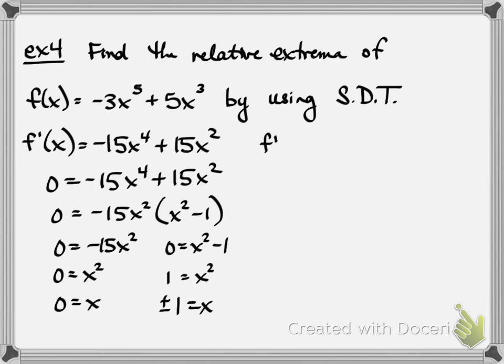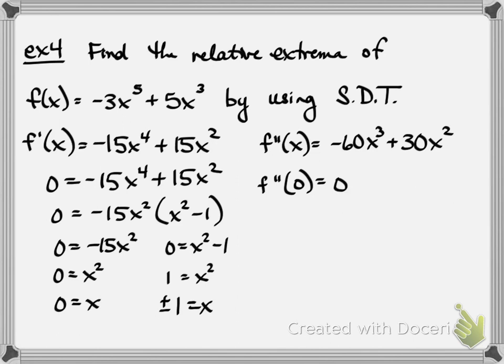So the next thing we need to do is find the second derivative. And then we're going to test each of these values. This second derivative test is going to tell us if we have a relative min or a relative max at these points. So if you plug a 0 into the second derivative, you get 0, and the test fails for this value.